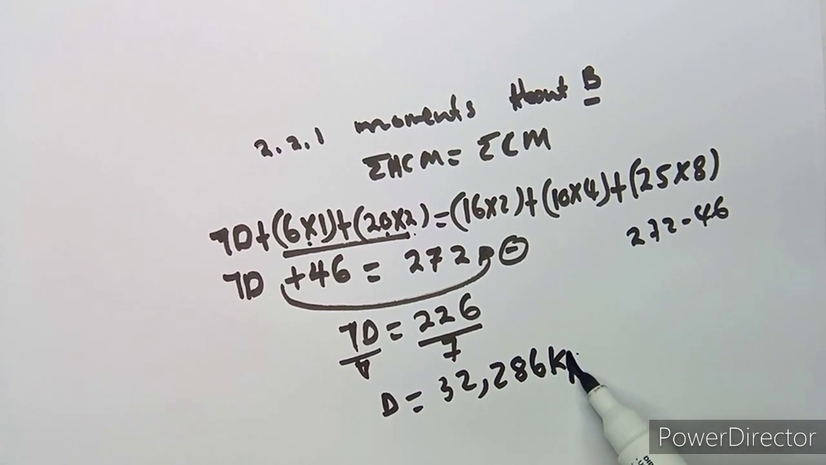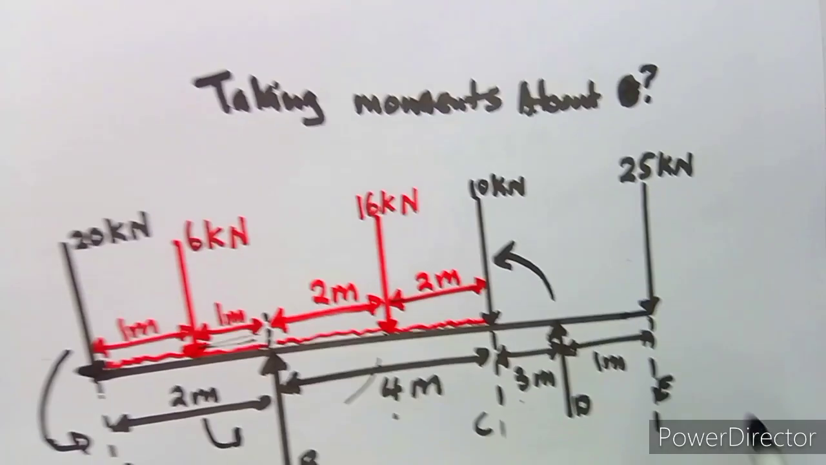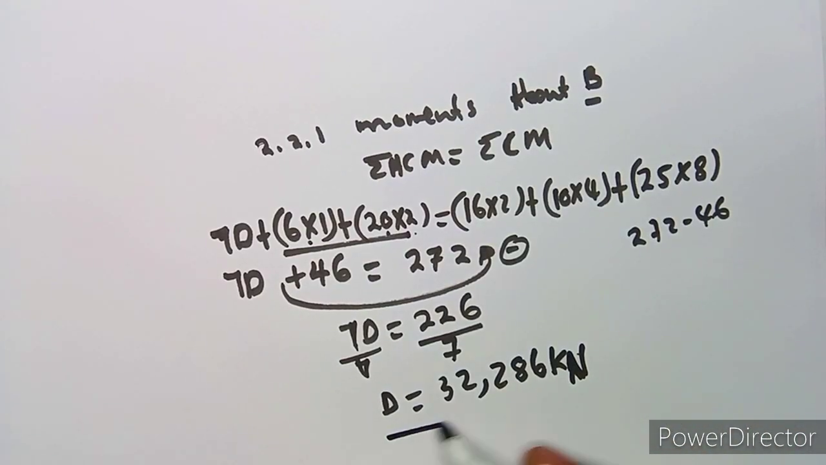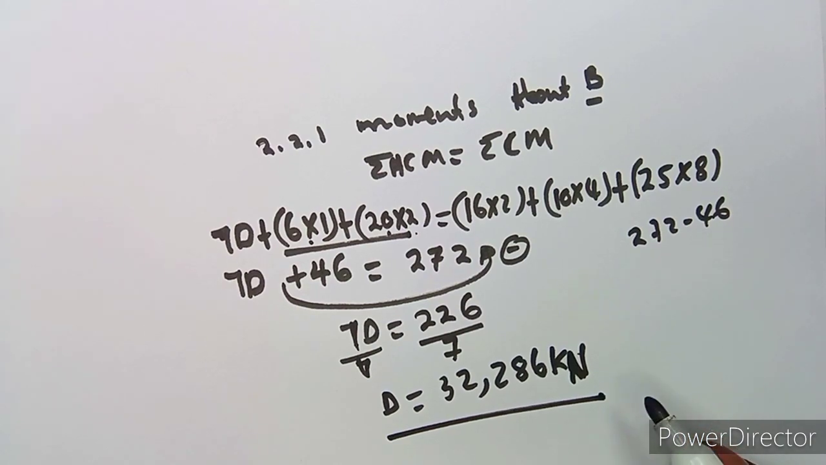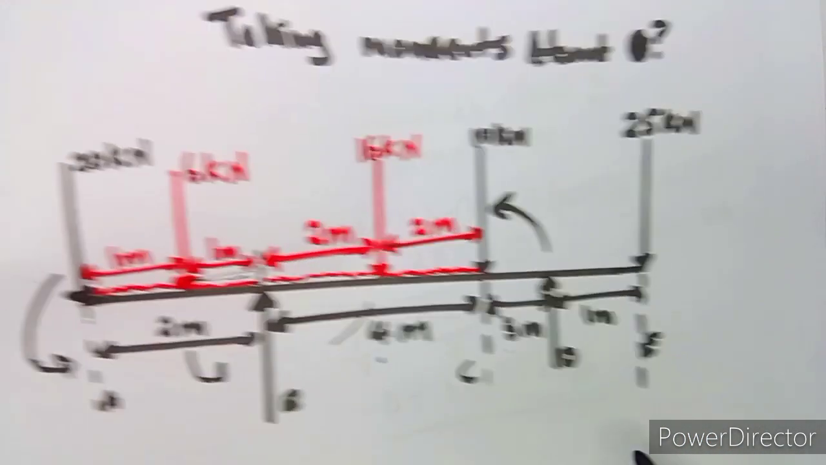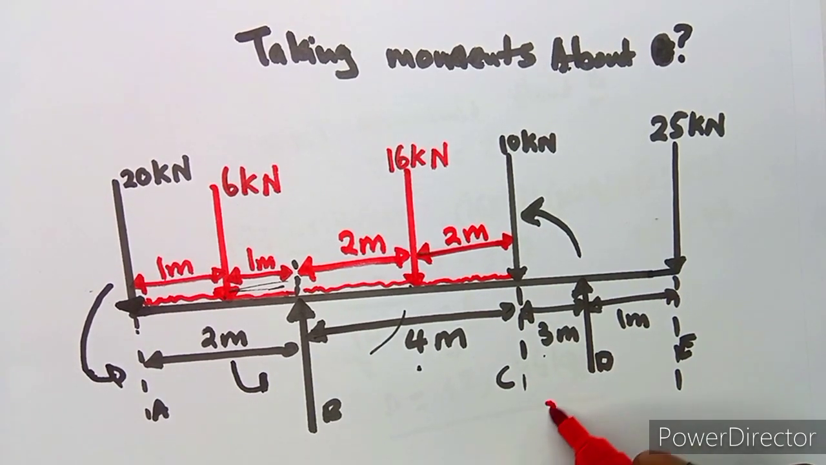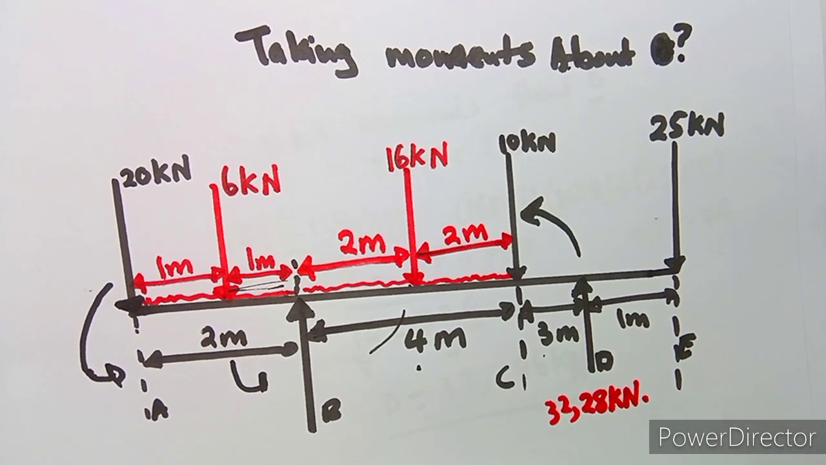Is it kilonewton, guys? Let's cross check. Yes, we have our other units in kilonewton, so this one is going to be our D, which is in kilonewton. So this is our D here, which I'm going to just write here. So this one, we obtained this as 32.286. So we are going to use this later on. So let me just put it this way.